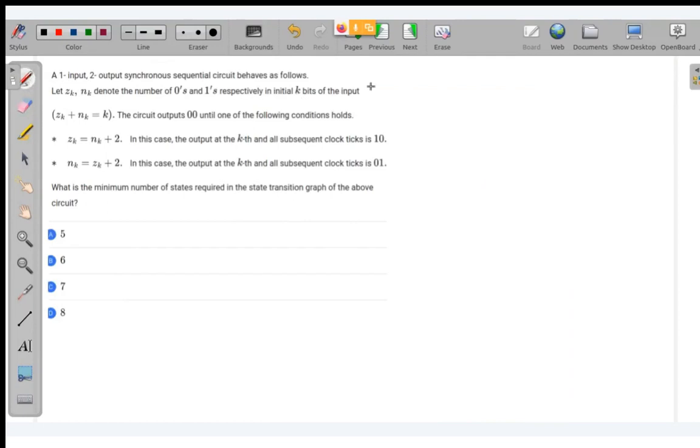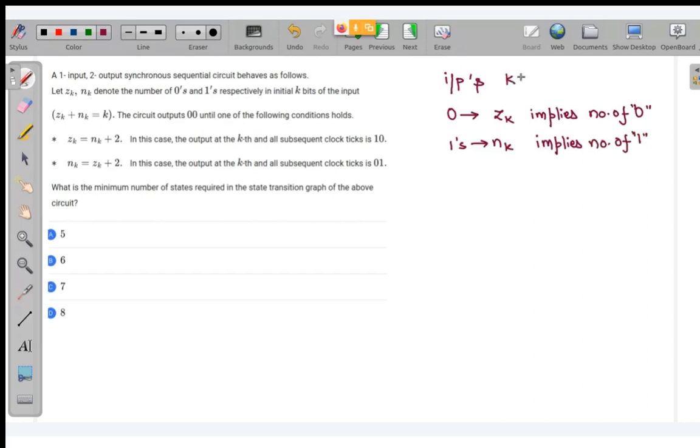See, they have asked you, there is one sequential circuit. What it does, basically, it counts the inputs, the number of zeros and the number of ones, in a k-bit input. So ZK is the number of zeros and NK implies the number of ones in your input bits. The total input is a K-bit input. So they have told you basically ZK plus NK is equal to K.